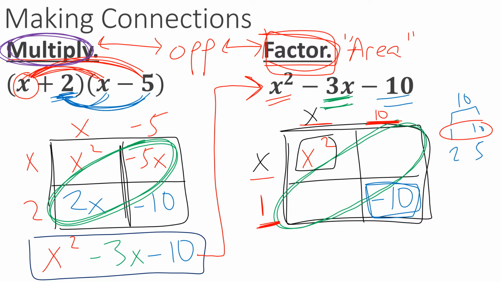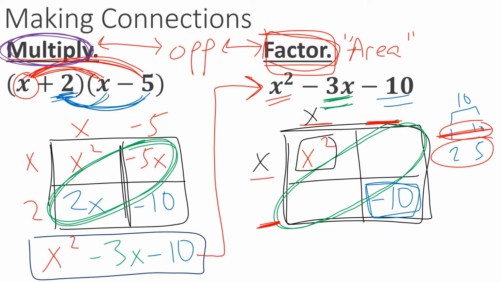So here's what I might try. One of them has to be negative, so what if I made the 10 negative? -10 times 1 is -10. That gets me the -10 part, but if I check, like I did before, -10x would be here and x would be here. That does not combine together to get -3x. So that tells me that there's no way this could be a 1 and a 10. I've checked those two factors, so it can't be those.